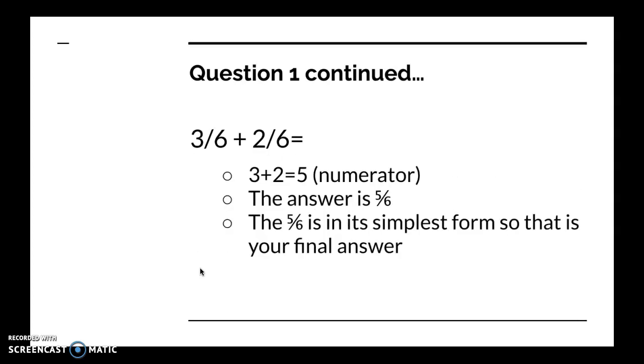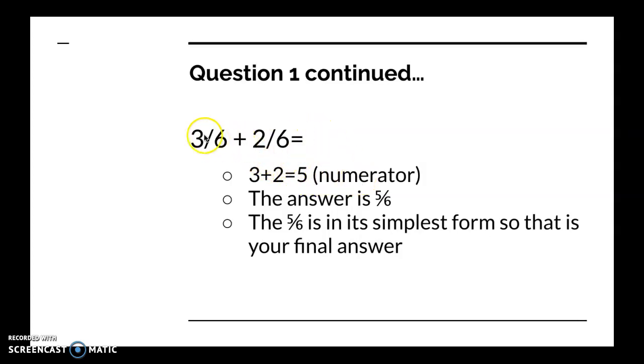Okay, so now we're going to start to do the math. So we're going to look at 3 over 6 plus 2 over 6 again. So now we're going to add our numerator. Okay, so we're going to add 3 and 2, which is 5. So now that we have that, we pretty much have our answer.